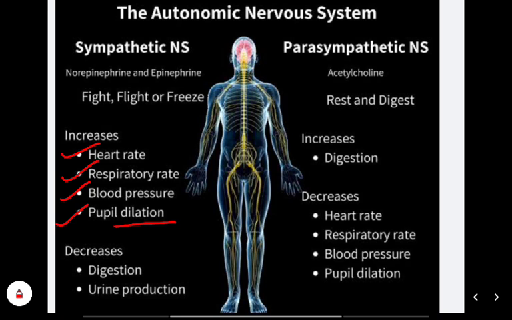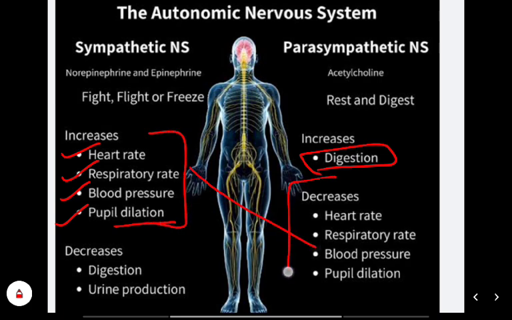And the parasympathetic system, as it is rest and digest, so digestion increases. And what decreases in the sympathetic system is digestion, the opposite, and urine production. And here all the things which increase in the sympathetic system, they all decrease in the parasympathetic system.